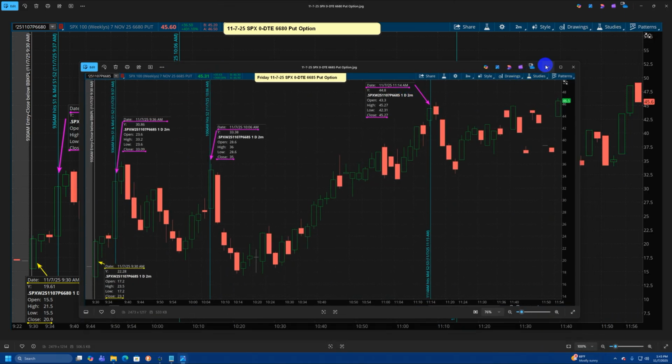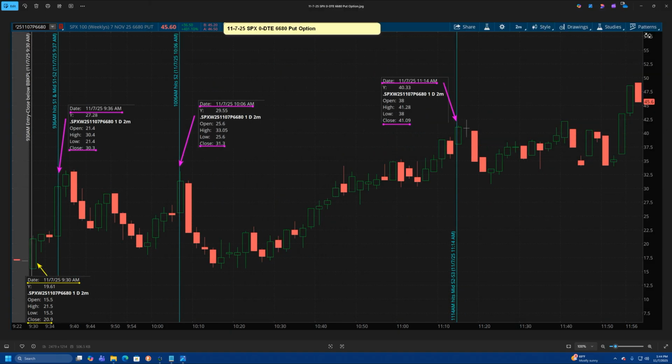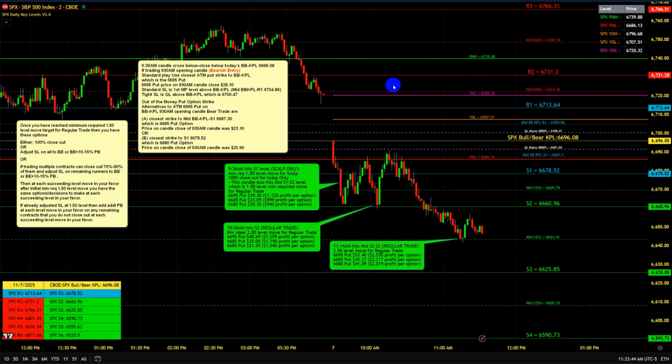Finally, the 66.85. 9:30 a.m. candle close, $23.10. 9:36 a.m. candle hitting S1 and mid S1, S2, 33.09. S2 hit at 10:06 candle, on the close, $35. 11:14 a.m. hitting mid S2, S3, close 45.27. Okay, so now we'll just go back to the main chart and wrap up this video.